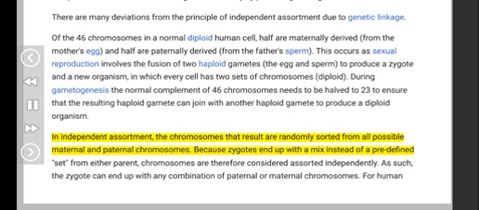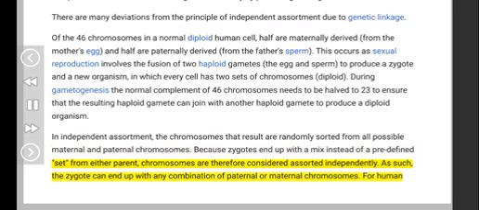In independent assortment, the chromosomes that result are randomly sorted from all possible maternal and paternal chromosomes. Zygotes end up with a mix instead of a predefined set from either parent. Chromosomes are therefore considered assorted independently. As such, the zygote can end up with any combination of paternal or maternal chromosomes.